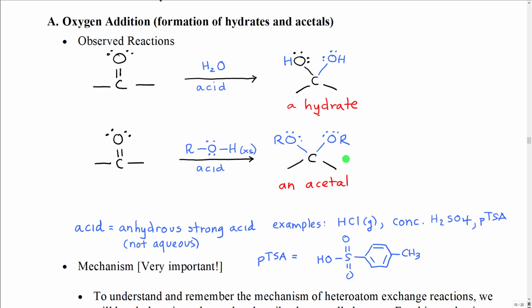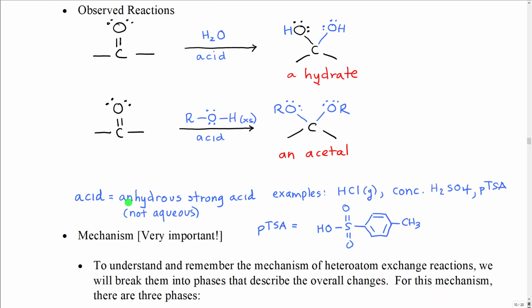Now, when we say acid in these cases, what we are talking about is anhydrous strong acid. By anhydrous, I mean that it's not aqueous. So examples of this that have been used are hydrogen chloride gas, concentrated H2SO4, which has only a minimal amount of water in it, and a new acid that I'm going to introduce to you called PTSA. PTSA looks like this. PTSA stands for paratoluene sulfonic acid. So here's a toluene. Para to that, we have the sulfonic acid.